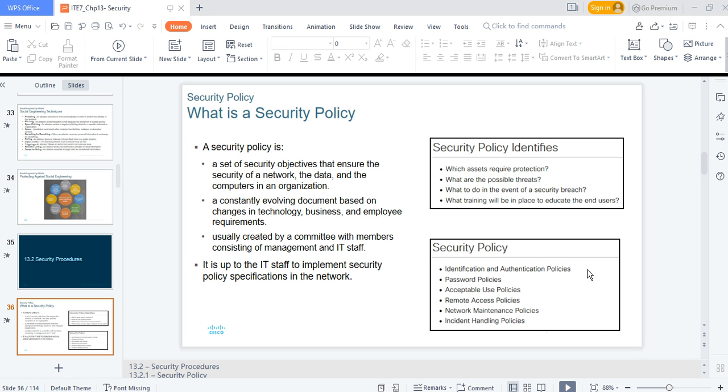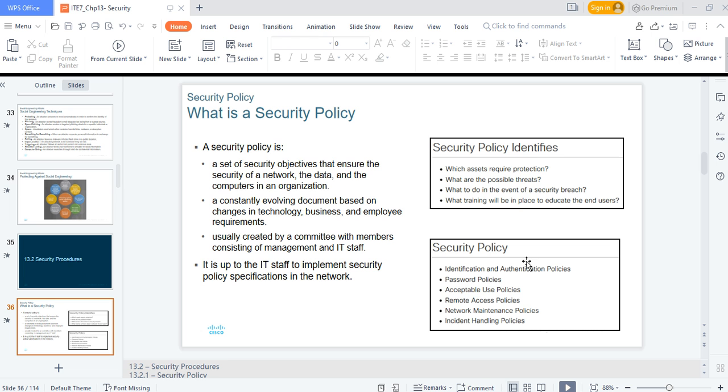Security procedures. So you have policies. So you have different types of policies. So a policy is just a set of security objectives that ensure that all of your IT infrastructure is protected. And the documents should always be reviewed from time to time.